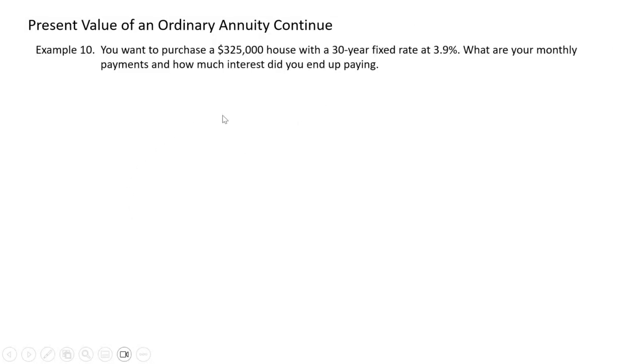Okay, now I believe this will be the last one, and this is for buying a house. This is our dream, that every student wants to buy their own house. Say you want to purchase a house that's worth $325,000 with a 30-year fixed rate at 3.9%. What are the monthly payments and how much interest did you end up paying?